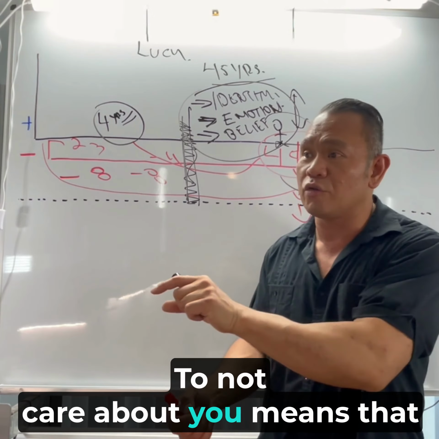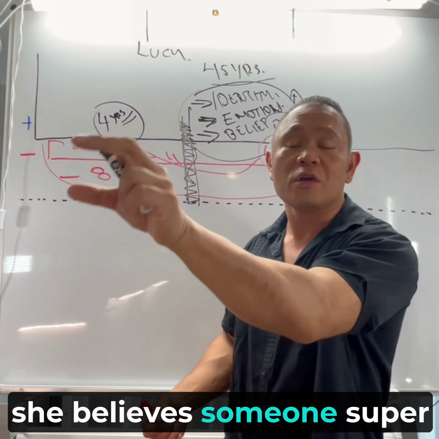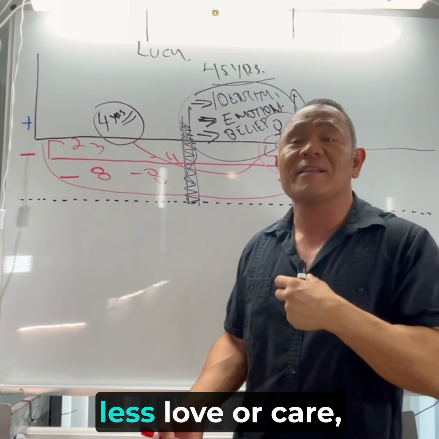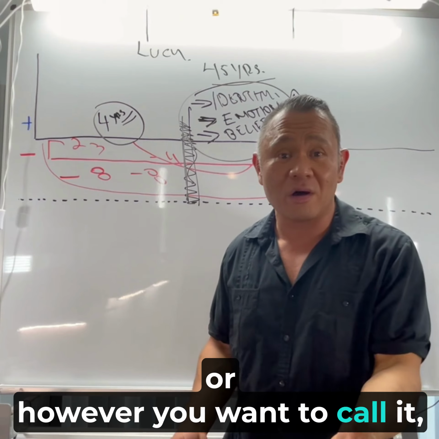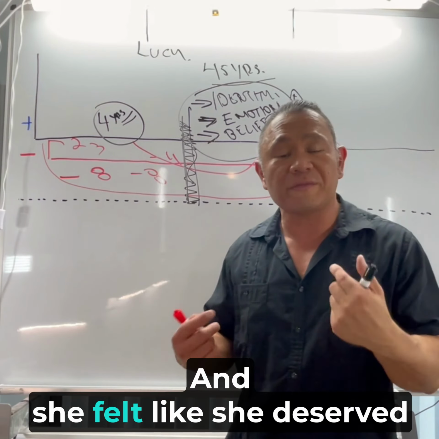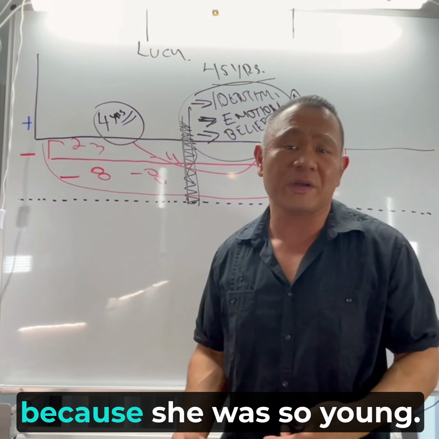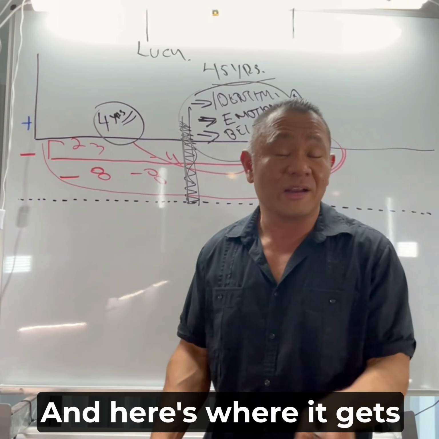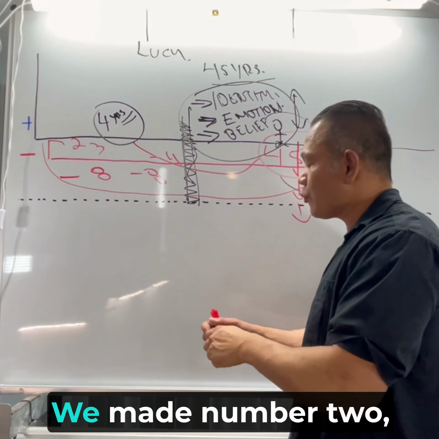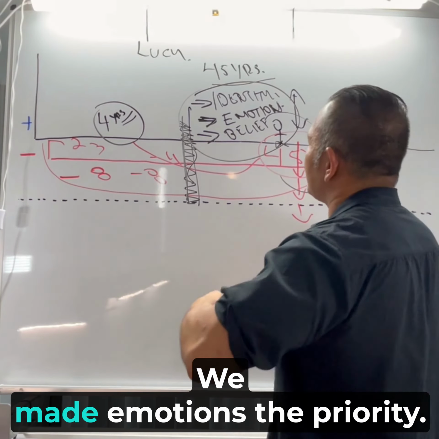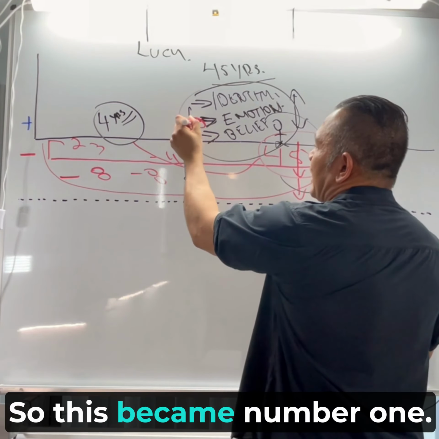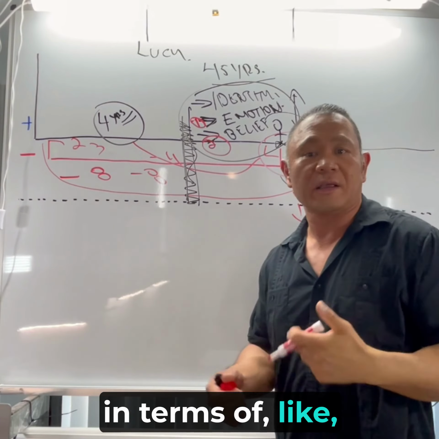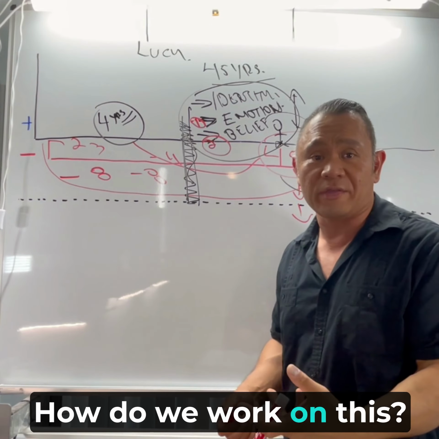To not care about you means that she believes someone super important to her in her life during that young age had less love or care, or however you want to call it, for her, and she felt like she deserved and she should have had more because she was so young. Now, was that actually the case? No. And here's where it gets really exciting. We made emotions the priority. So this became number 1. Beliefs became number 2. In terms of, like, what do we do to help her? How do we work on this?